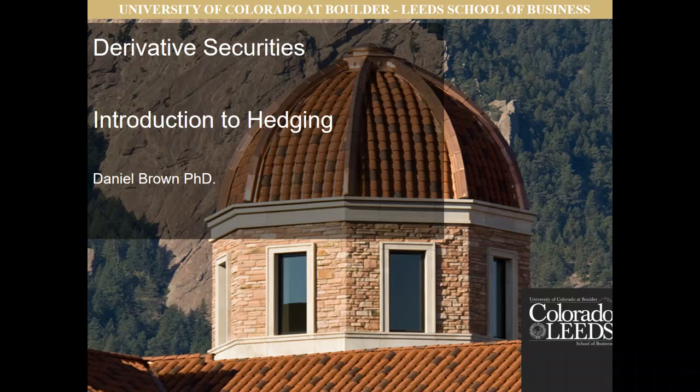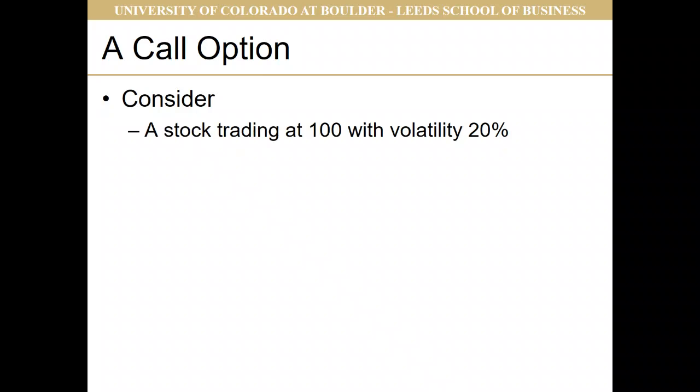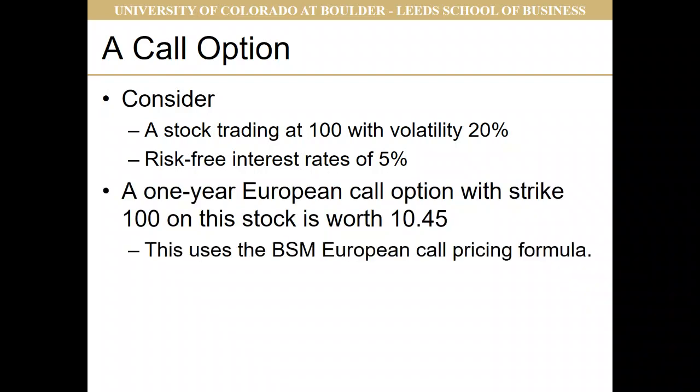In this video, I'm going to give a brief introduction to hedging. So imagine the following scenario. We have a stock trading at 100 with a volatility of 20% and risk-free interest rates are 5%. With this information, we can price options using the Black-Scholes-Merton model. So for example, a one-year European call option with strike 100 on this stock is worth $10.45.